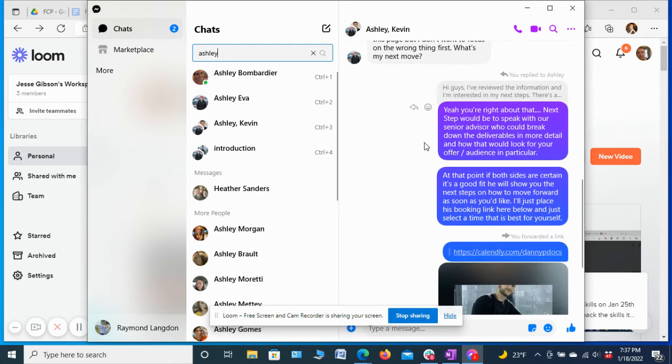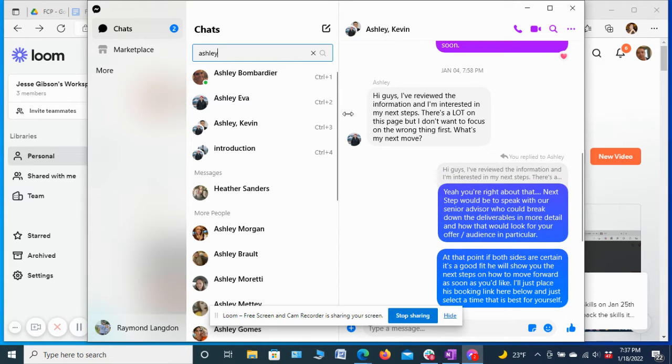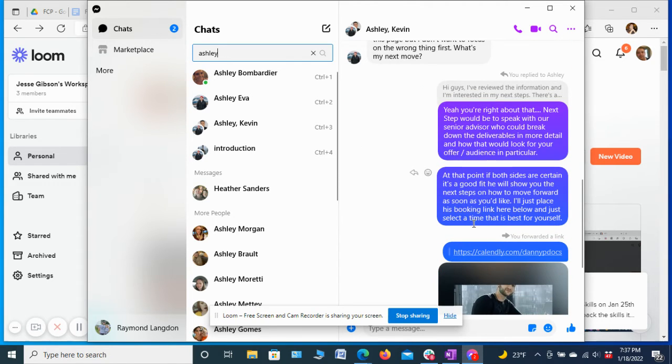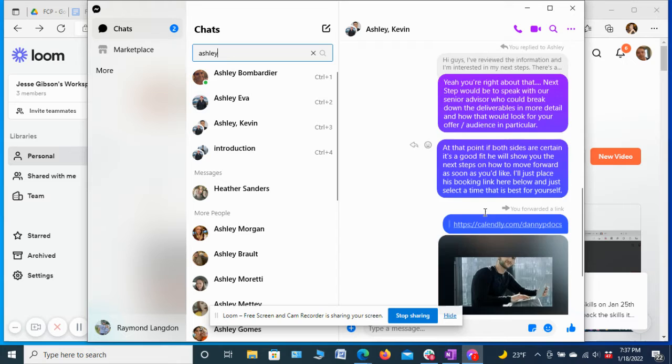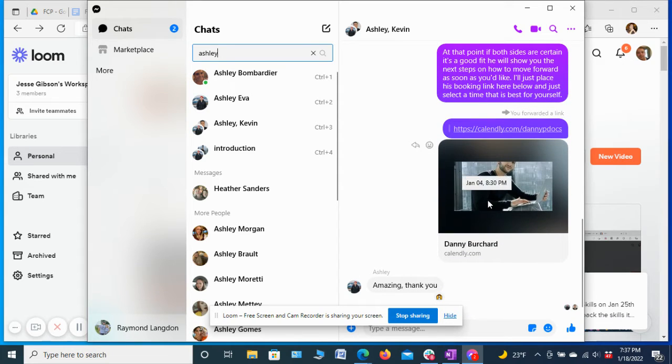Next step would be, okay, so that's exactly what happened. And I'll go to that DM. I can see by this message, there is a lot in there. You're right about that. Next step would be to speak with our senior advisor who could break down the deliverables in more detail and how that would look for your offer and audience in particular. At that point, if both sides are certain it's a good fit, we will show you the next steps, how to move forward. If you'd like, I'll just place his booking link here below. Boom. So I set her with my senior advisor.